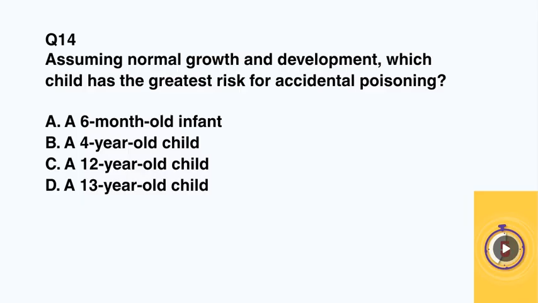Assuming normal growth and development, which child has the greatest risk of accidental poisoning? Letter A, a 6-month-old infant. Letter B, a 4-year-old child. Letter C, a 12-year-old child. Or letter D, a 13-year-old child.